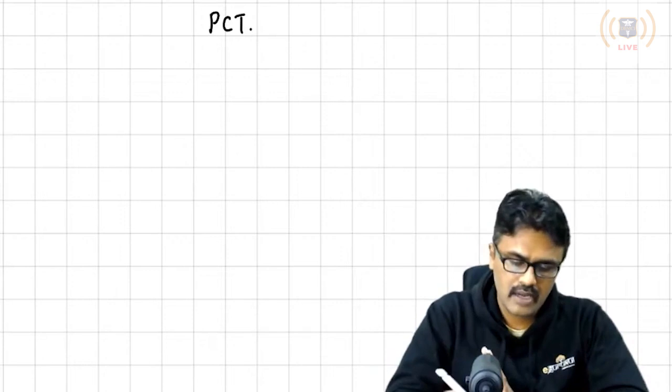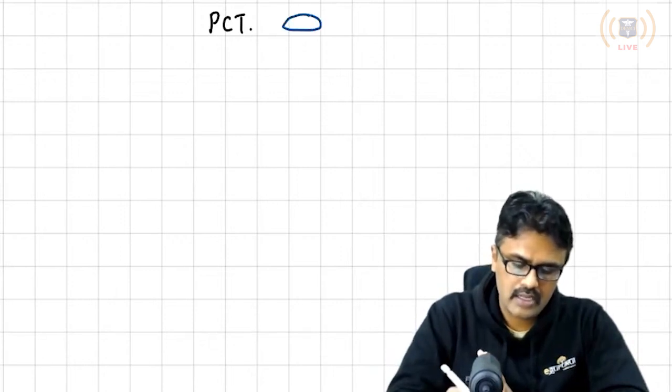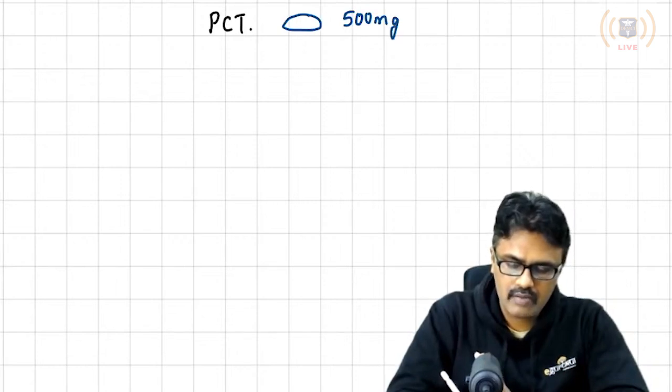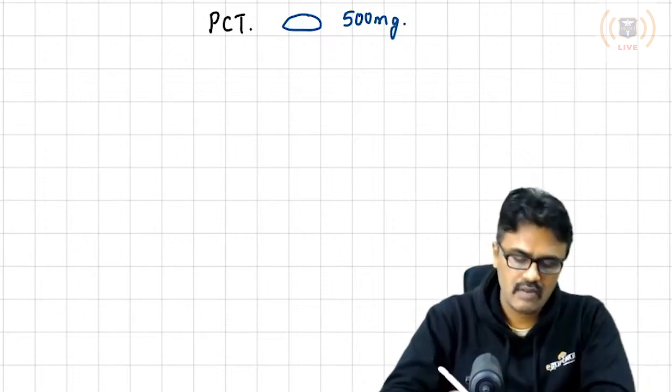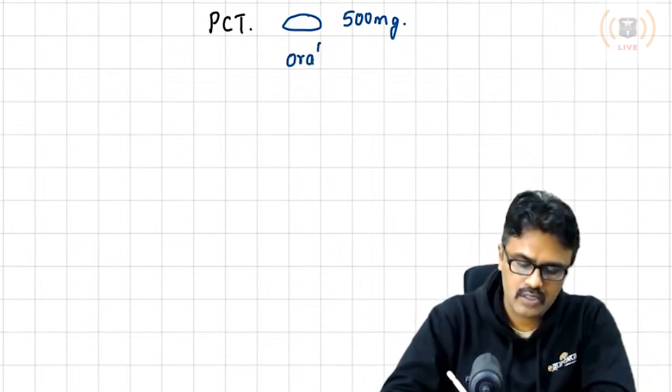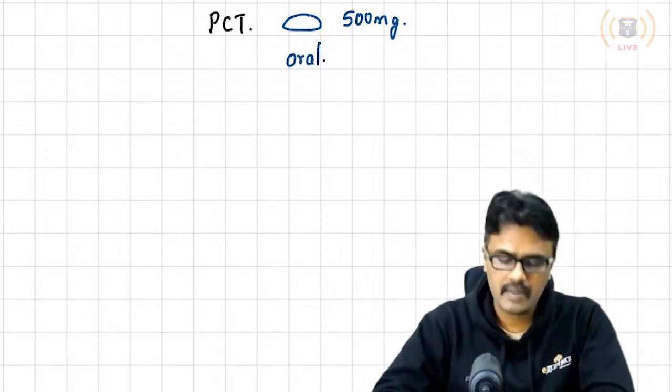Now, let us assume that a patient has fever and he is taking paracetamol 500 mg. So, he is taking 500 mg of paracetamol. Now, this paracetamol is given orally, so he has to swallow this. Now, what happens when the paracetamol is taken?